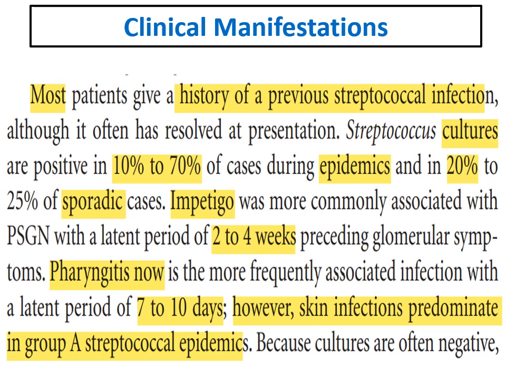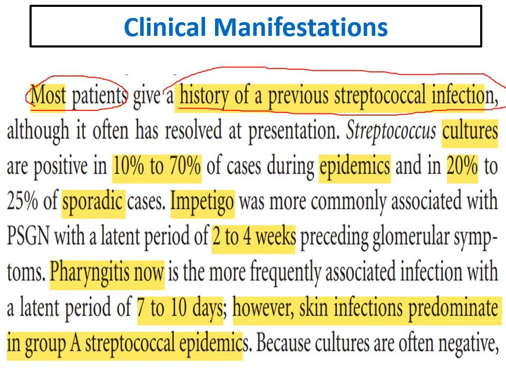Also, most of the patients give a history of previous streptococcal infection. This is very important in the diagnosis. And streptococcal cultures are positive in around 10 to 70% during epidemics and in 20% in sporadic cases.